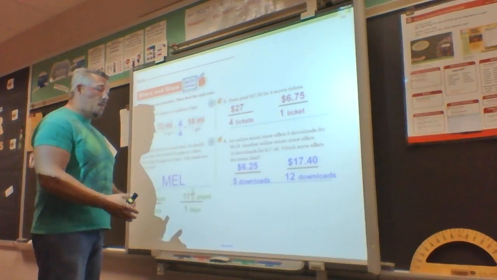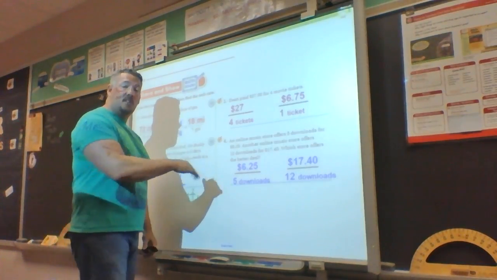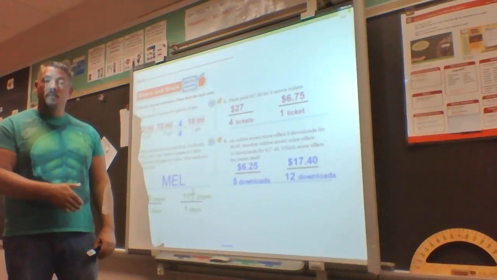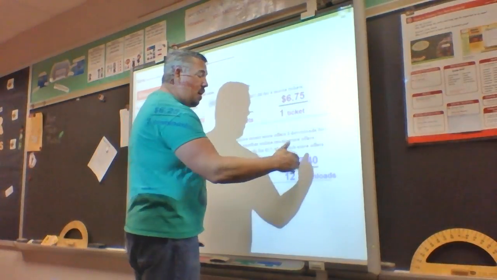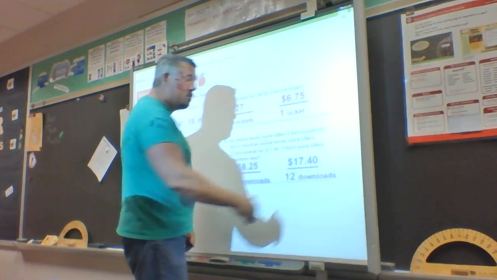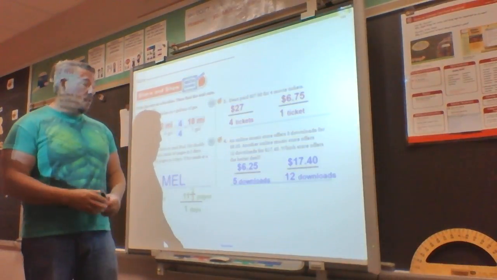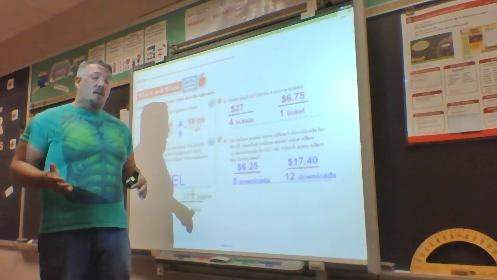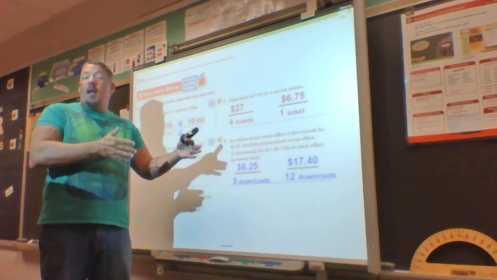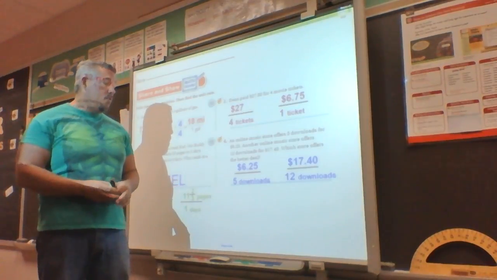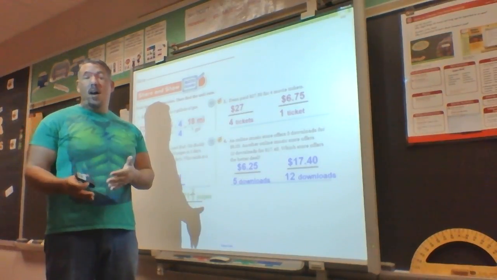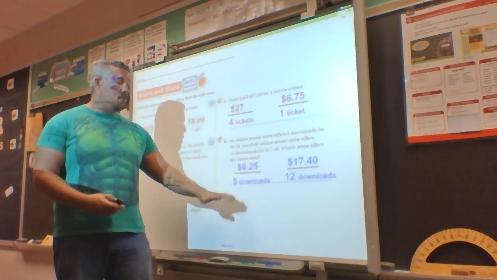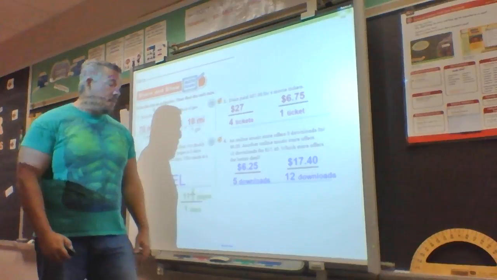So my first step is going to be write down my rate. $6.25 per 5 downloads for store number 1. And then I'd have $17.40 per 12 downloads for store number 2. Those are my rates, which is given to me in my story problem. Then I'm going to have to find my unit rate so I can do an actual comparison. In order to do my unit rates, then I divide by my denominator. So on this one, we're going to divide by 5s, and on this one, we're going to divide by 12s.